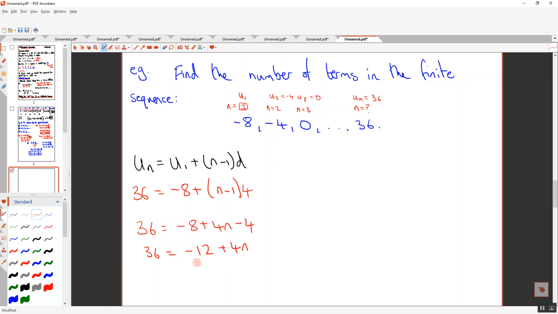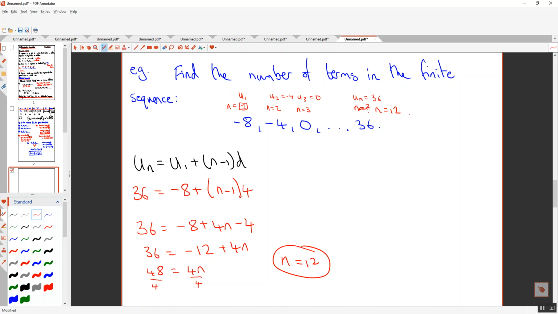I add 12 to both sides. Because you got -12, to get rid of the -12 you have to add it. To get rid of the 4 in front of the n, you have to divide by 4, and you end up with n equals 12. So that tells us that if we go 12 terms along, we will end up at 36.